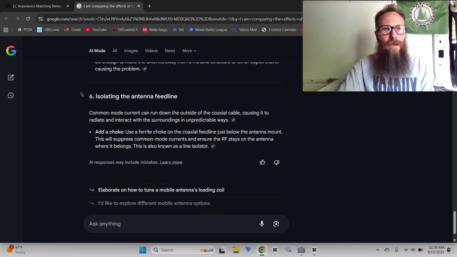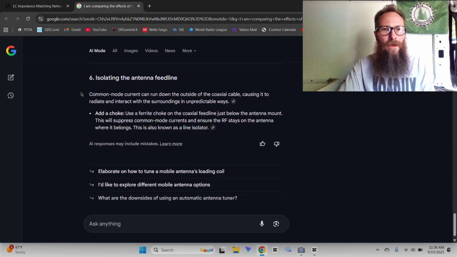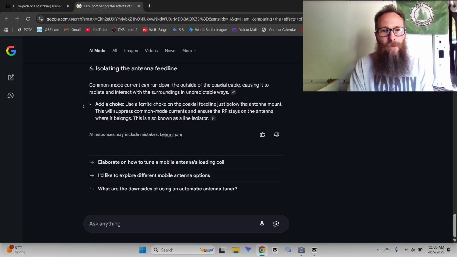Number 6, isolating the antenna feed line. So checking your feed line. Maybe you have to add a choke. That's another thing. I do have a choke. I've always run chokes, but then you could have a problem with your feed line. And then from there you can go on to dig deeper if you want to. You can type in your own follow-up questions or go to one of these.